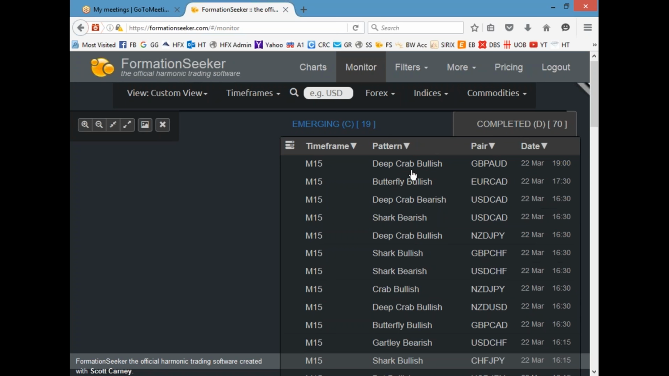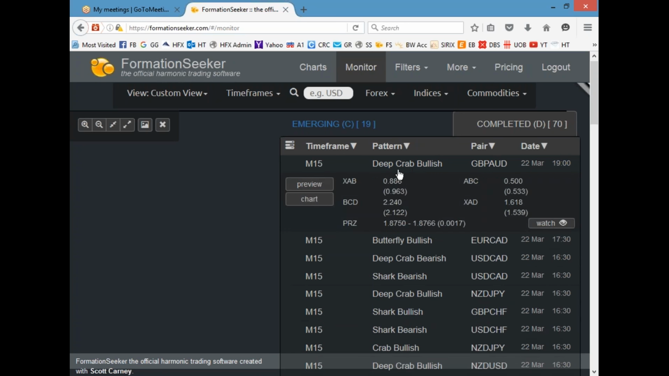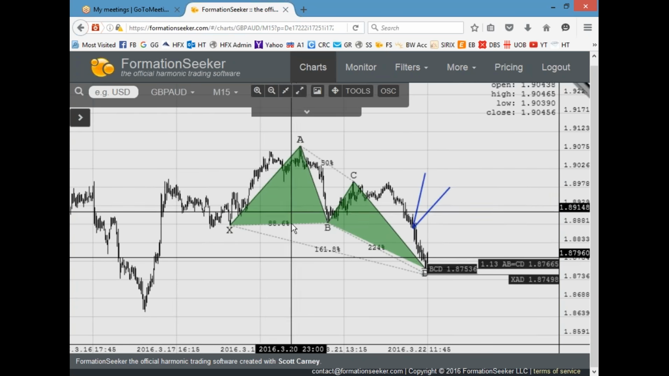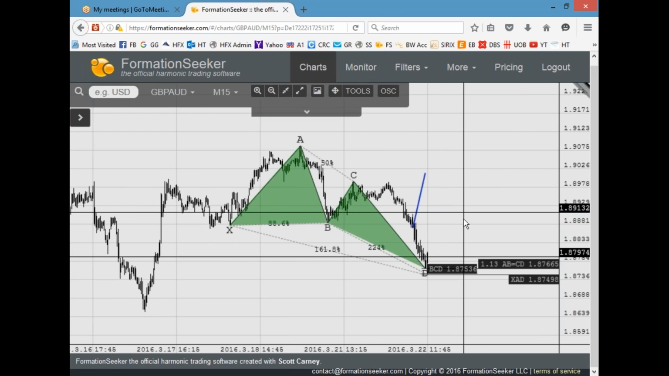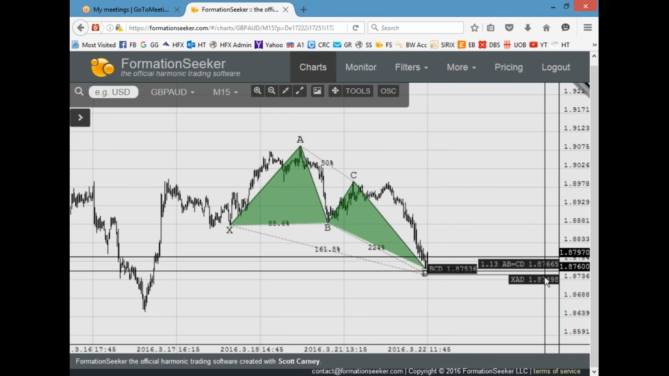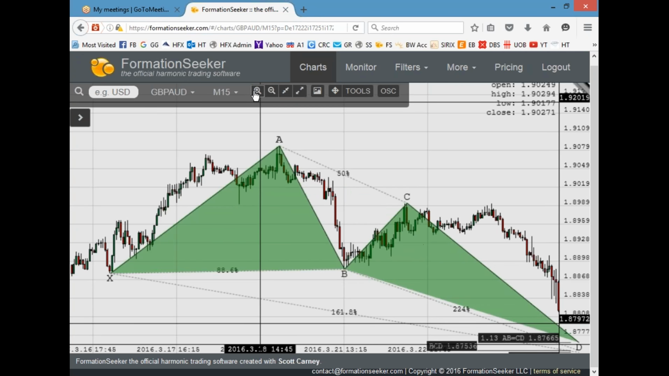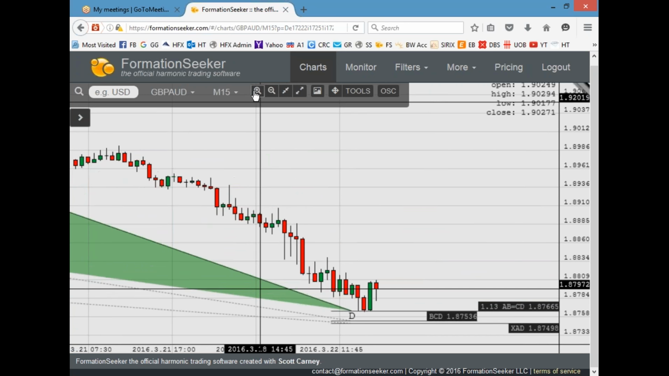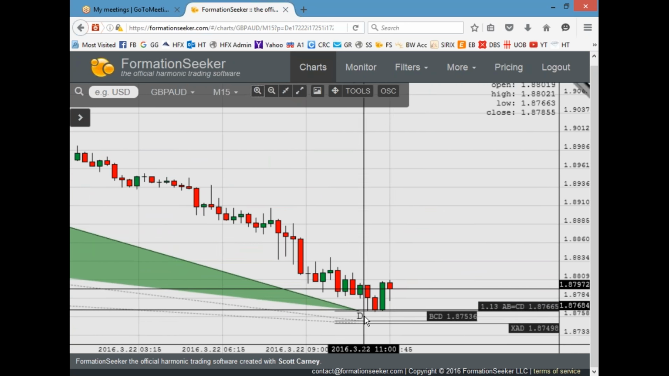Now, as I said, I'm not going to spend too much time explaining each pattern, but a deep crab bullish is an extreme move that you really can't see with any other trading method other than harmonic. So let me just open this up, and okay, this looks quite exciting. This pair has hit 1.8766, and you can see that on the M15 chart, I'm going to blow it up now. You can see it has hit the first line here.